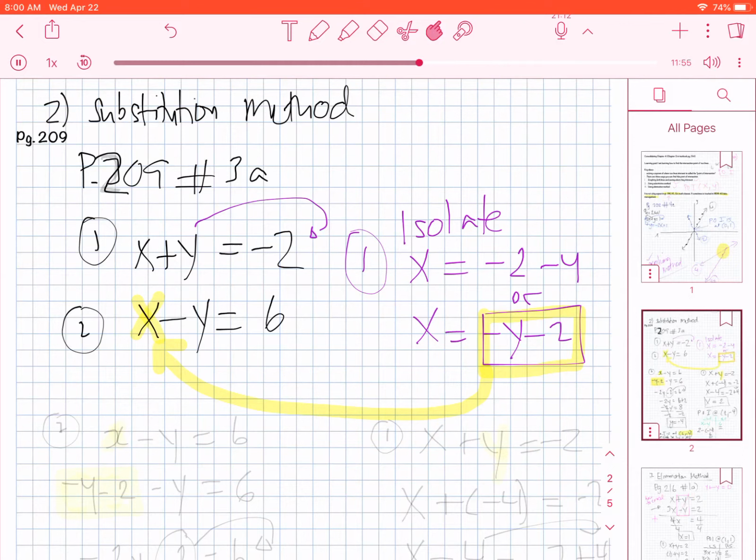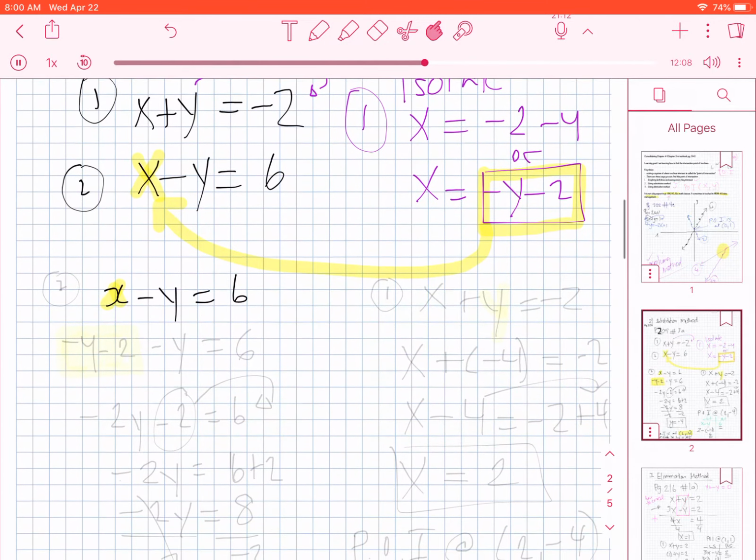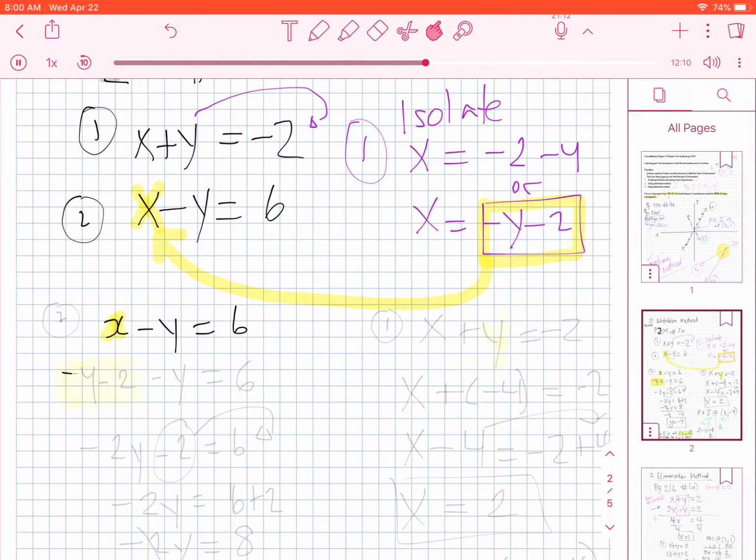That makes perfect sense. So what I'm going to do here is rewrite equation 2. So x minus y equals 6. Instead of x, I'm going to replace it with negative y minus 2, minus y. So that just replaced x. I will just highlight it so you're keeping track of everything. Is equal to 6.